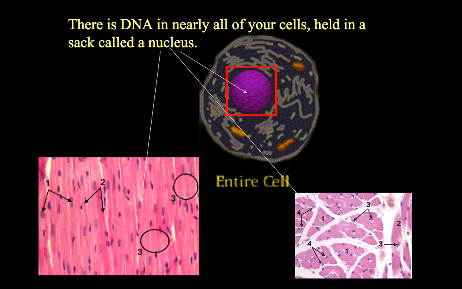So again, DNA is inside our nuclei. So you can see in the 2 microscope pictures on the bottom, the dark purple areas are the nuclei. In organisms that don't have a nucleus, so prokaryotes, the DNA just kind of floats around in the cytoplasm. So the benefit to having a nucleus is just kind of an extra layer of protection.